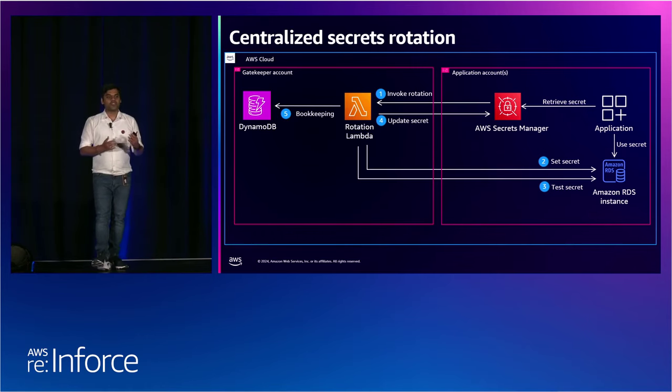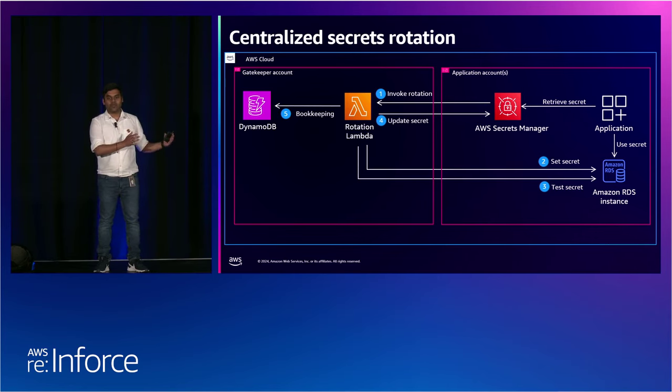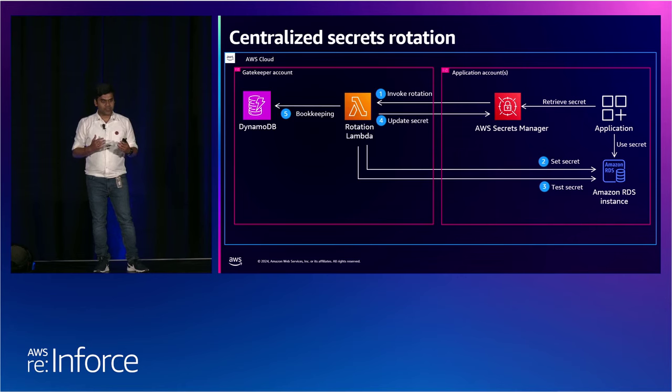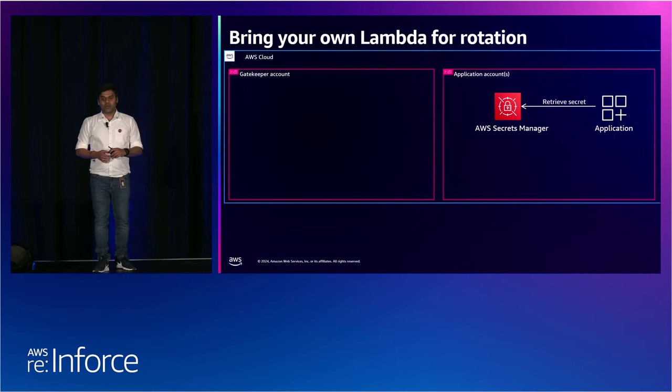Let's further stretch this use case a bit. There could be scenarios where you would want to not have your central gatekeeper account have access to all of the resources which are in your application account. There could be some PII data, there could be some external systems that you would interact with, and you do not want the central account to have access to all of those resources. How do we carry out rotation in that scenario? Let's see how that works.